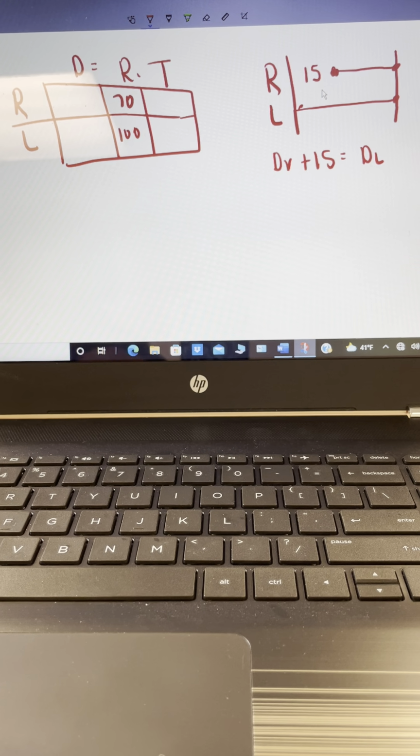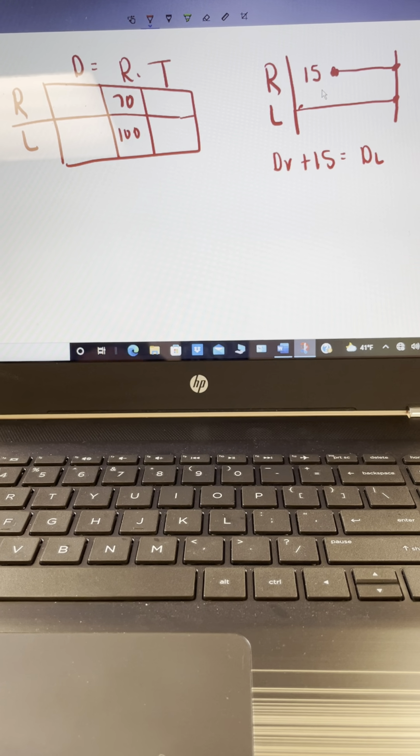Mm-hmm. Okay, so let's look at what we know. Do we know the rate of Ryan? 70. Do we know the rate of Luke? Okay, now we have a problem. What have I told you to look for when we get to this point? There's still something else you need to look for when you get to this point, because if you've got one situation, we've got a problem. What's the problem here? Nothing matches.